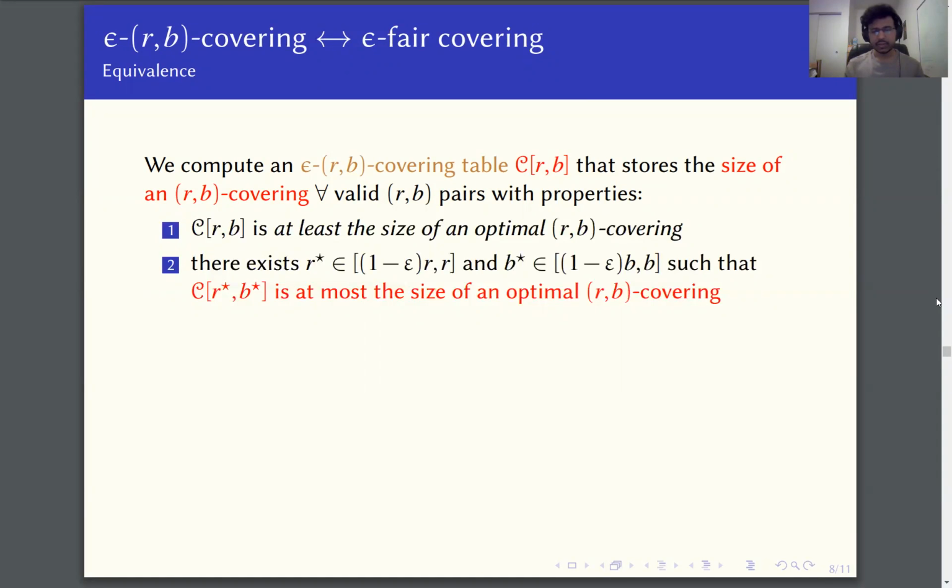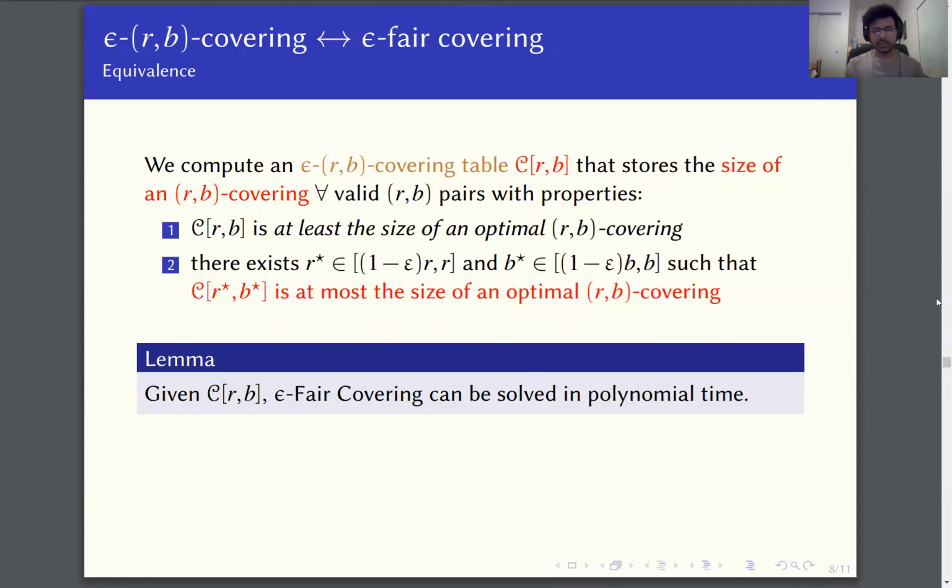Now, the notion of nearby is as follows. R* belongs to the range (1 minus epsilon) times R to R, and B* belongs to the range (1 minus epsilon) times B to B. Once we compute this epsilon RB covering table C, we claim that the epsilon fair covering problem can be solved in polynomial time. We say that an RB pair is fair if a covering with R red and B blue points amounts to a proportional solution.